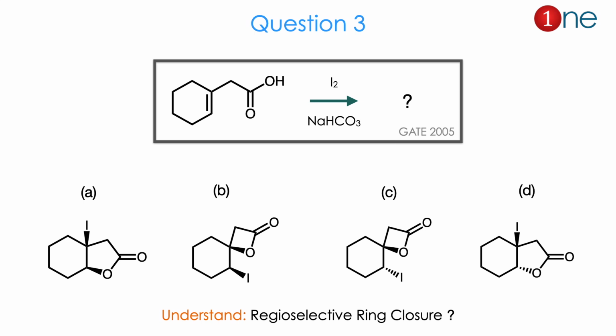So how does the cyclization occur, whether in the syn form or in the trans form, or as a 4-member ring or a 5-member ring? It's just a ring closure but in a selective way. So from the reactant to the product, ring size is important as well as the configuration. So the question is really about regioselective ring closure. The answer is D. Let us see how.